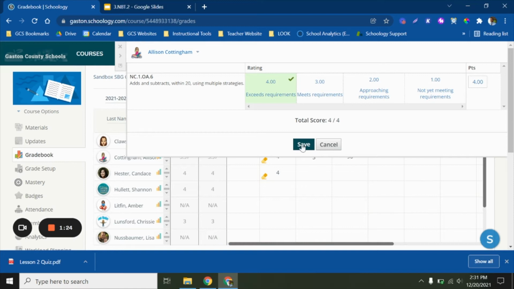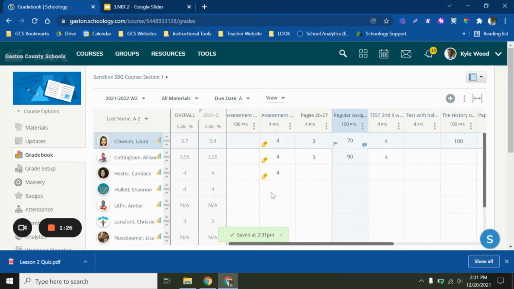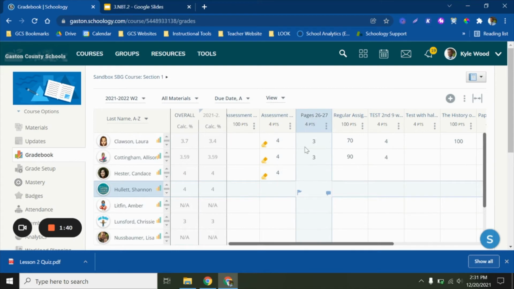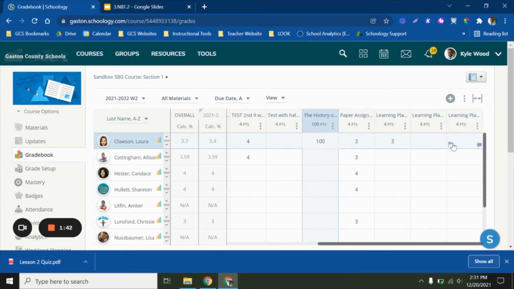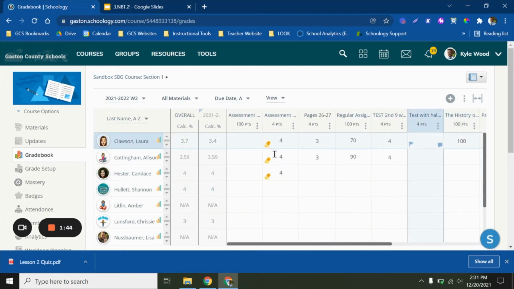I can do that for each assignment within my gradebook. But do notice that it is trying to convert all those numbers to an overall grade that has decimals that, again, in standards-based grading don't mean anything. So we want to largely ignore these calculations. This is just a chart showing us how they performed on each of our assignments.